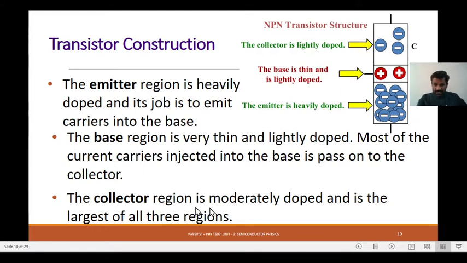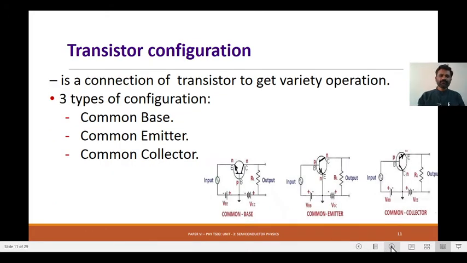The collector region is moderately doped and is largest of all three regions. Why does this have to be larger? Because it has to collect all the current which is coming from the base, so its area should be large, so that less heat will get produced across it. There is practically no heat.